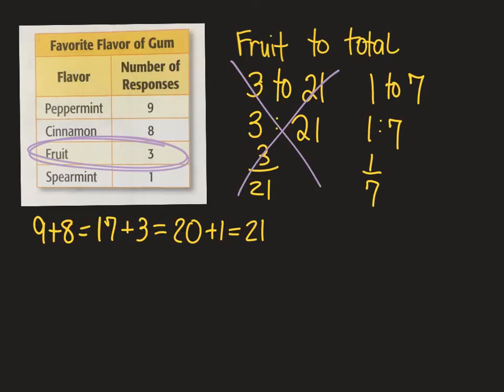All right, did you get 1 to 7? Let's look and see how I did that. I added up 9 plus 8, and I got 17, plus 3 is 20, plus 1 is 21. So the total number of students was 21, and my fruit number was 3. Fruit to total. But then I looked at it and I said, I can simplify that. So let's divide both numbers by 3. 1 to 7. So that means 1 out of every 7 students that got asked liked fruit flavored gum. Yeah, I think I'm in the cinnamon category.